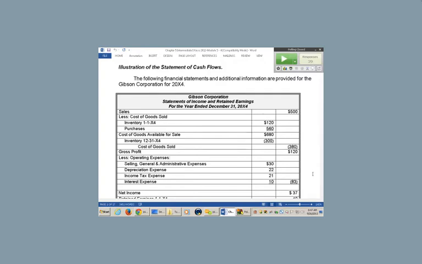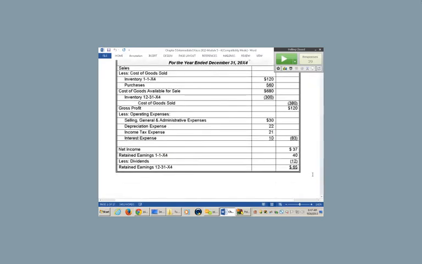The net income for the year is 37, and we also attach the retained earnings statement here, which tells you that there is an opening retained earnings of 40, dividends declared, not necessarily paid. So you have to be careful. I'll tell you in a second, and then ending retained earnings.